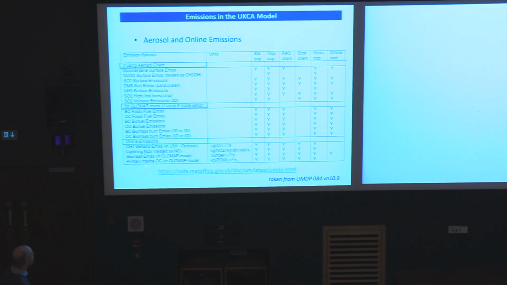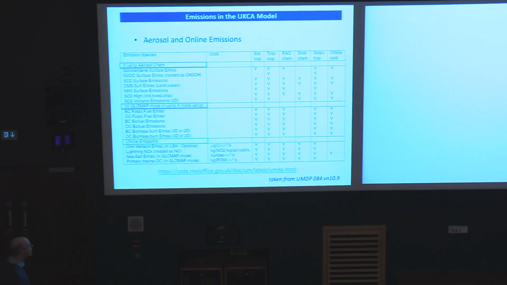And here's a listing of the online emissions UKCA is capable of producing. So wetland emissions of methane, and lightning NOx: because lightning is tied to convection in the model, the model will decide where geographically and to what extent lightning will take place, and will produce NOx emissions online. Sea salt emissions and organic carbon from marine sources are also included.